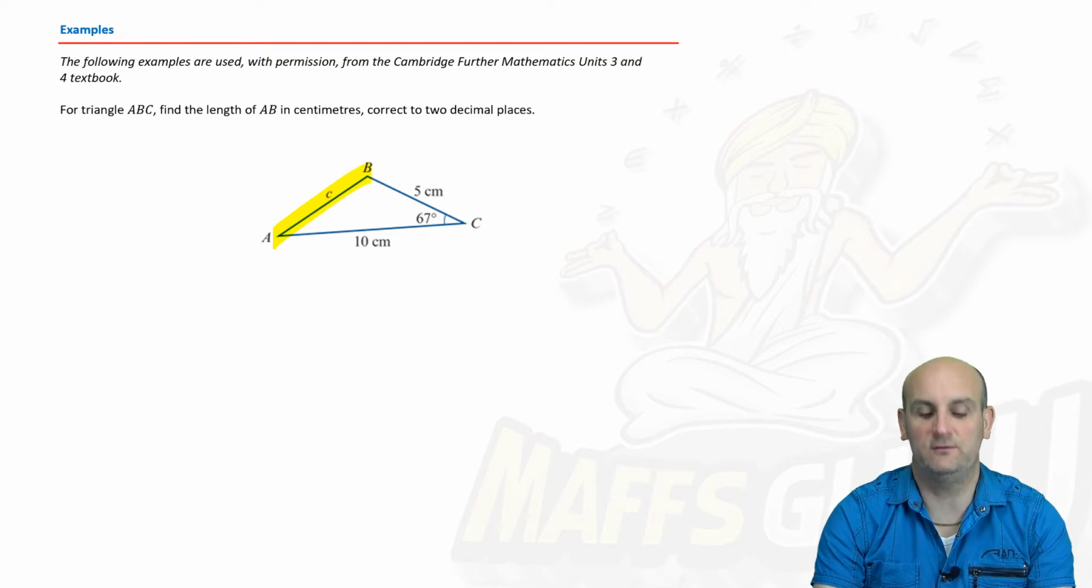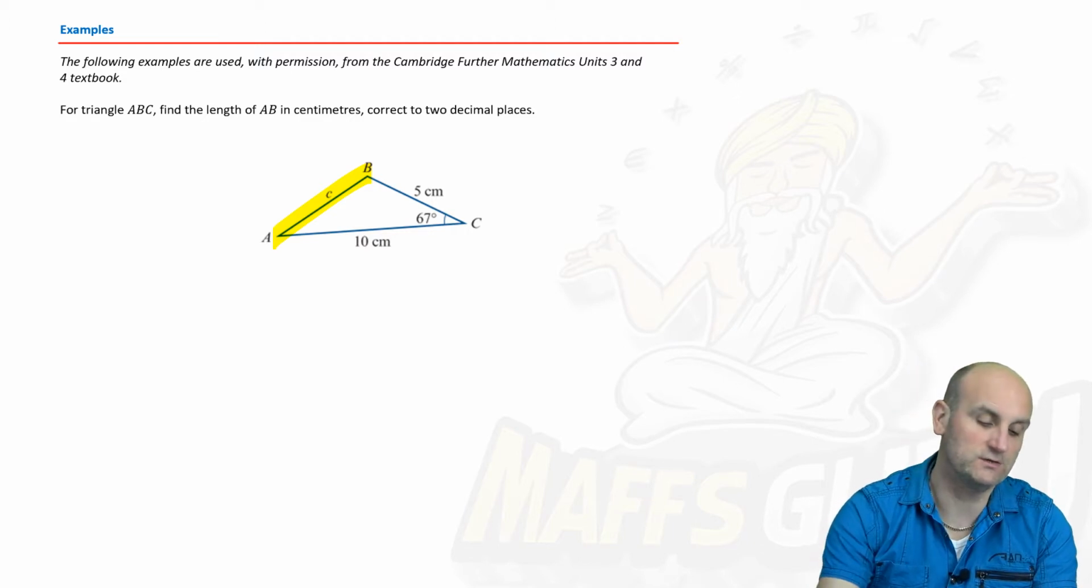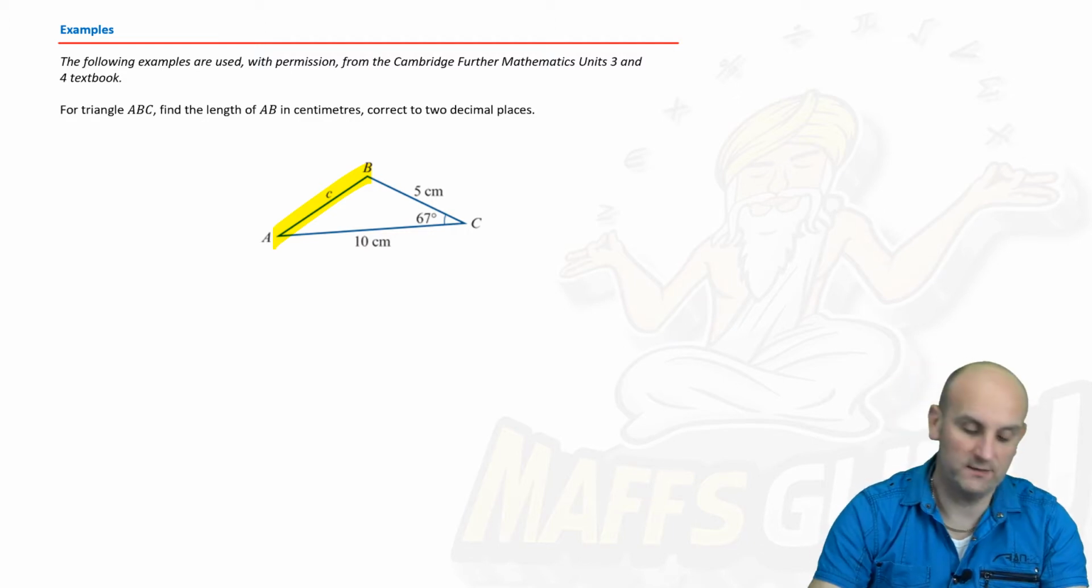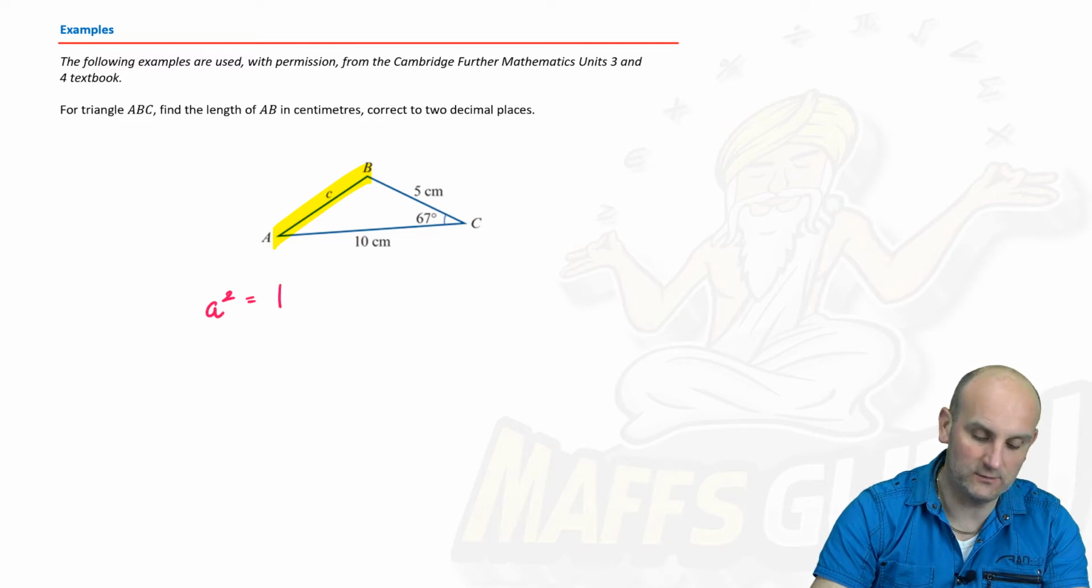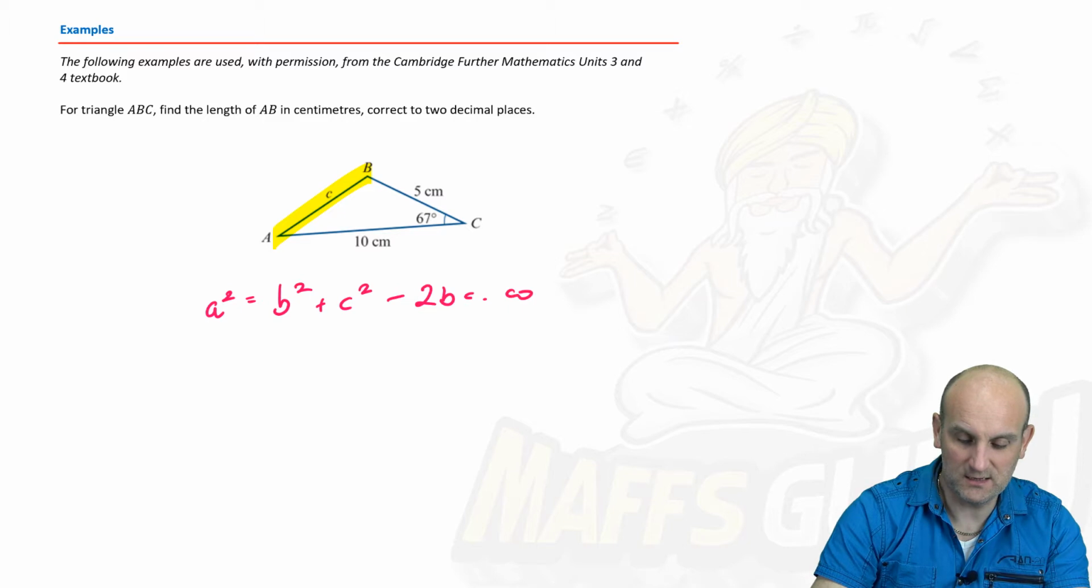Now in an exam situation, I'd be looking at this going, all right, okay, it's not a sine rule question, it's a cosine rule question. It wants me to find a missing length, so I'm going to go a squared is equal to b squared plus c squared minus 2bc times the cosine of A.